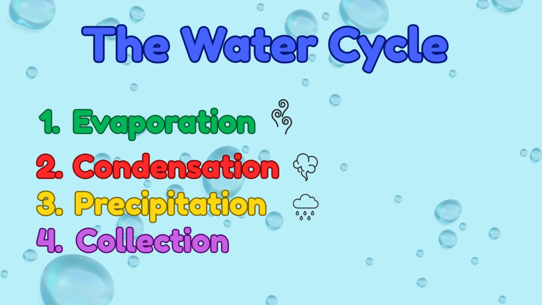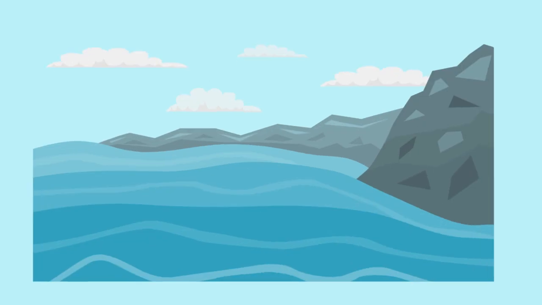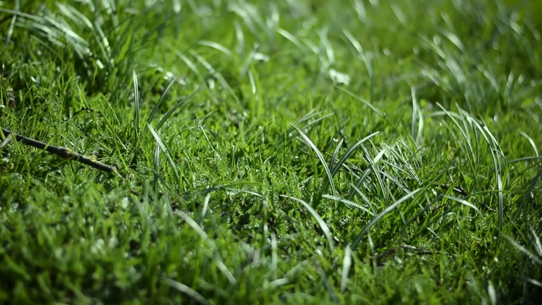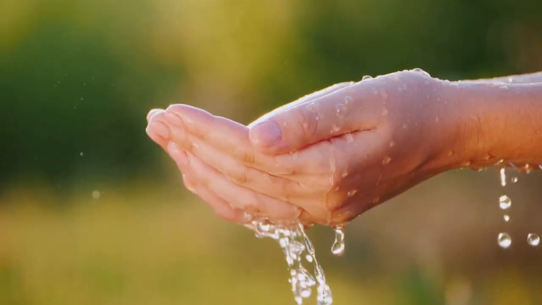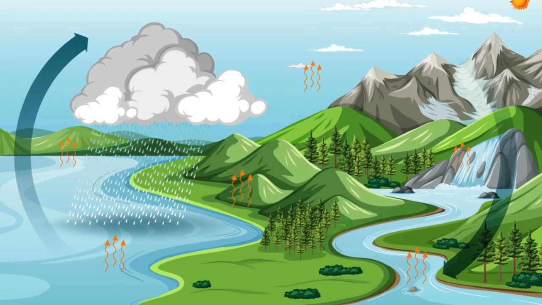Step 4. Collection. The water then collects in rivers, lakes, and oceans. It also soaks into the ground to feed plants and fill underground water. And then, with the sun's warmth, the whole cycle starts again.